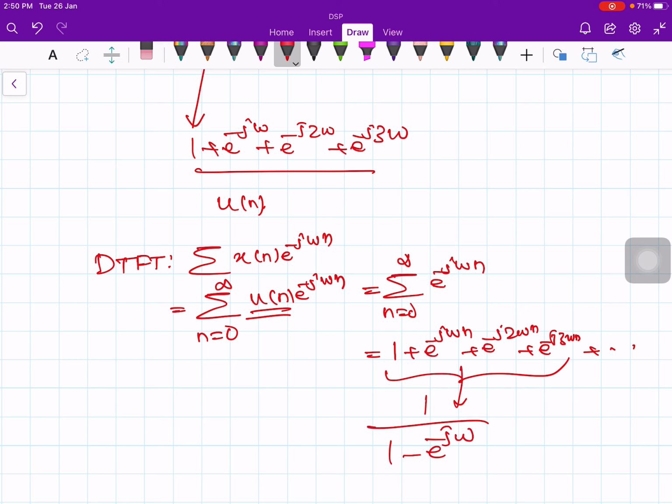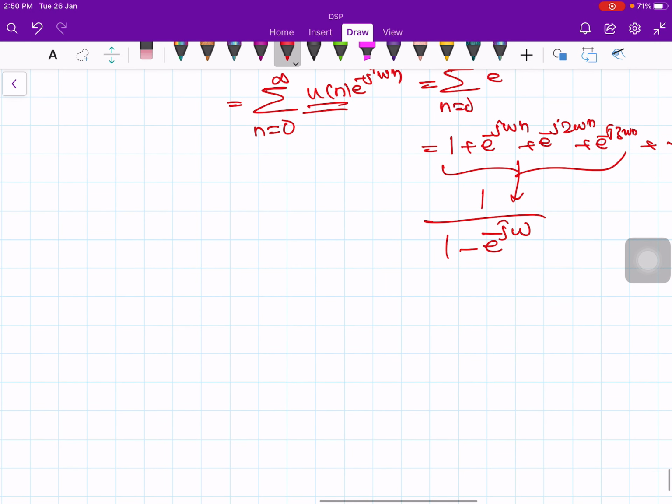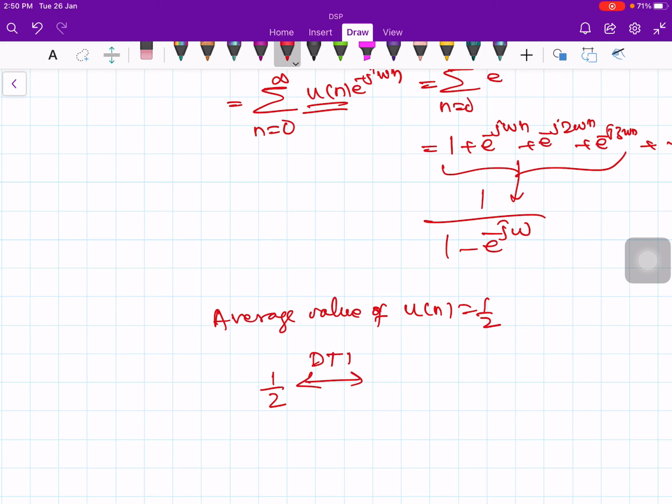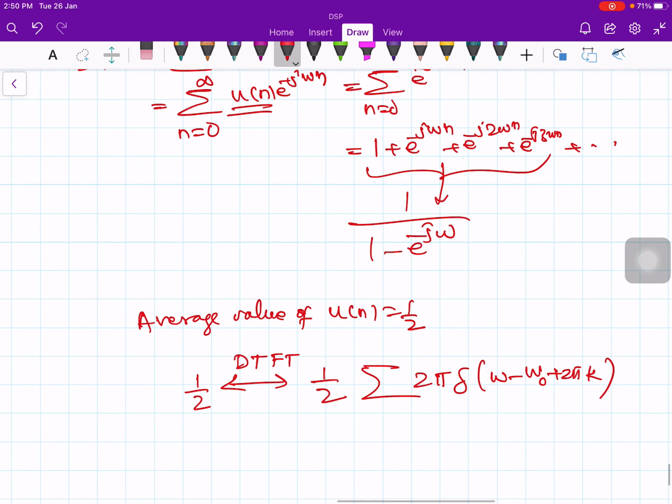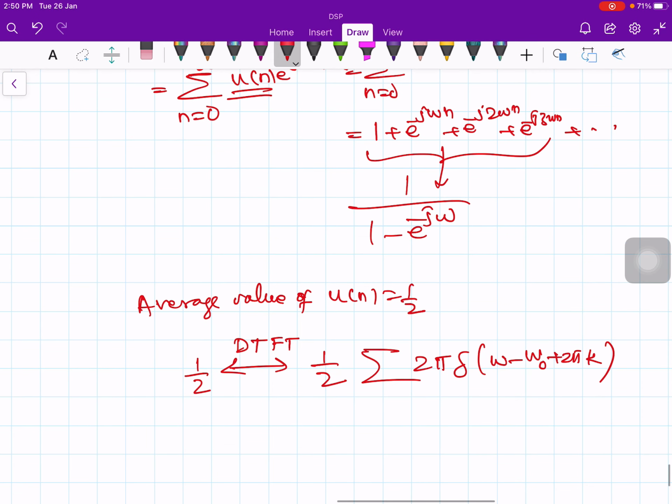Fine. What about the average value of u of n? The average value of u of n is 1 by 2, right? Therefore, if you take 1 by 2 times the DTFT, what do you get? 1 by 2 times summation of 2 pi delta of omega plus 2 pi k. This is what we proved initially, in the previous case. Sorry, omega plus 2 pi k, I'm sorry.